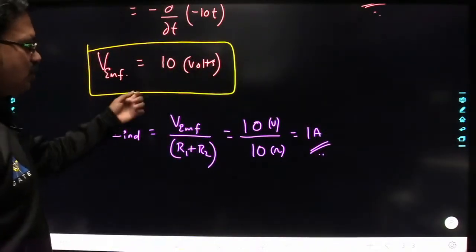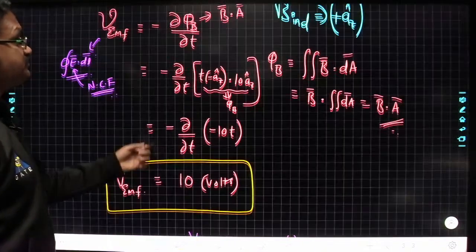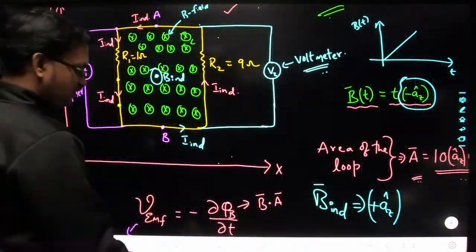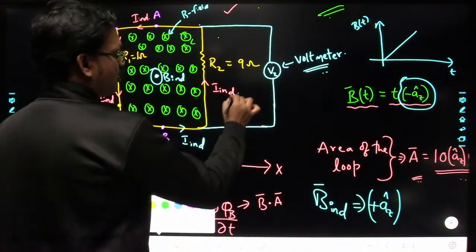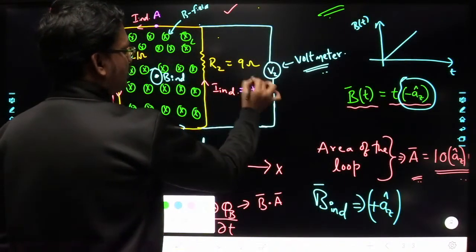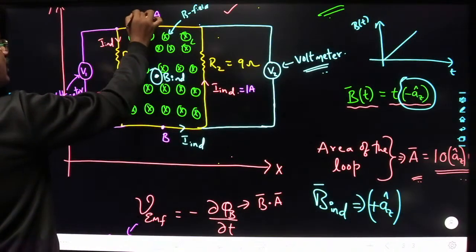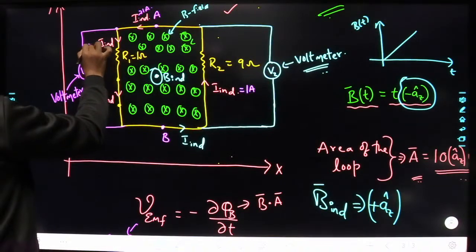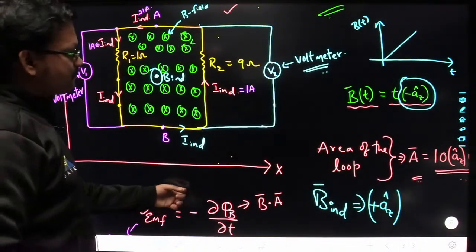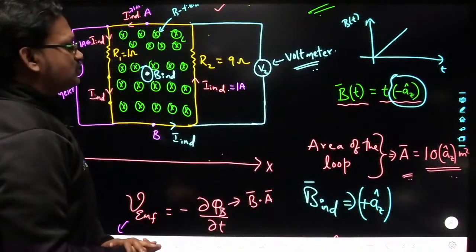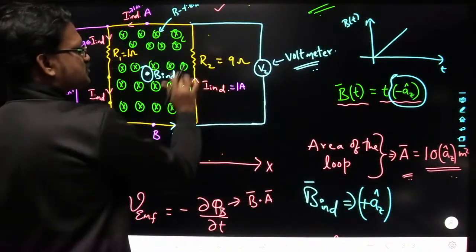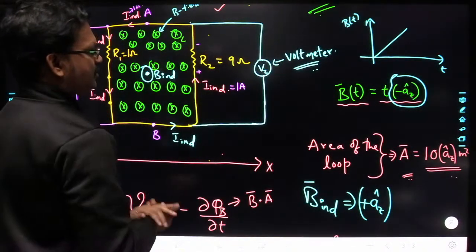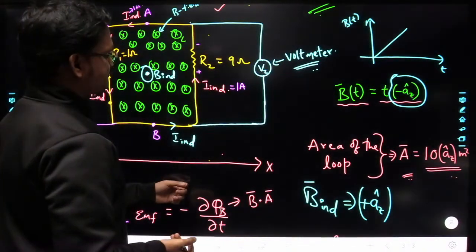Now see here. This induced current, we got it as 1 ampere. So the current is flowing like this. Here I can put plus and here it is minus, right?